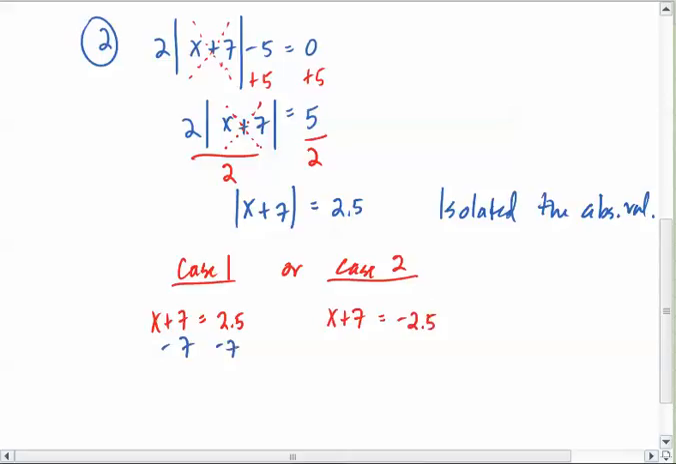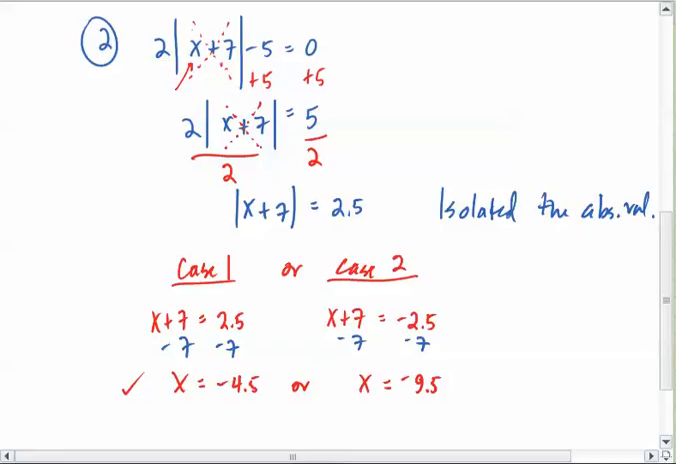-7 minus 7. We get x is equal to, what do we get for that? We get x is equal to -4.5, or, let's see what we get here. We have x is equal to -9.5. Now, let's go back and make sure that that really does work. If I put -4.5 back into here, what is that going to give me? So it's 2.5, and then the absolute value of 2.5 is 2.5. What's 2 times 2.5? It's 5. What's 5 minus 5? 0. Looks like it works okay.